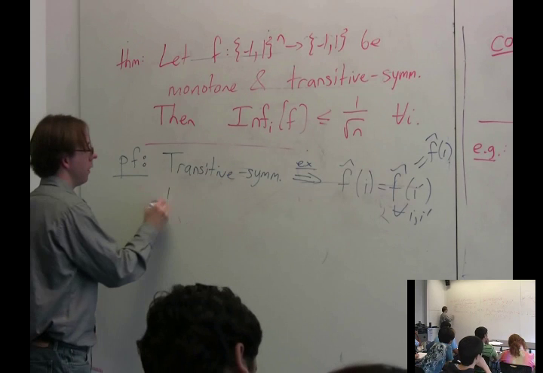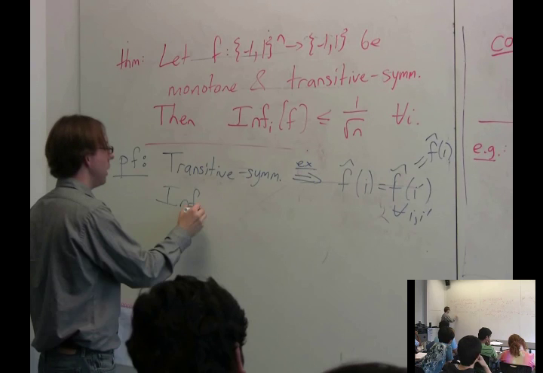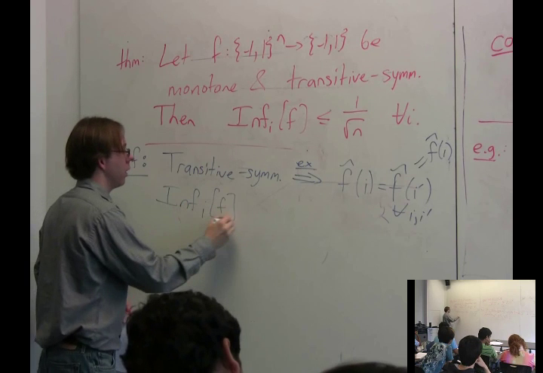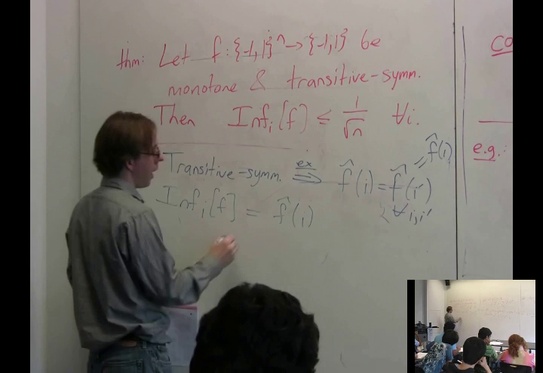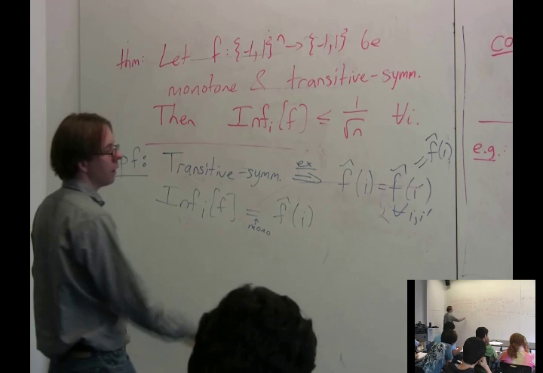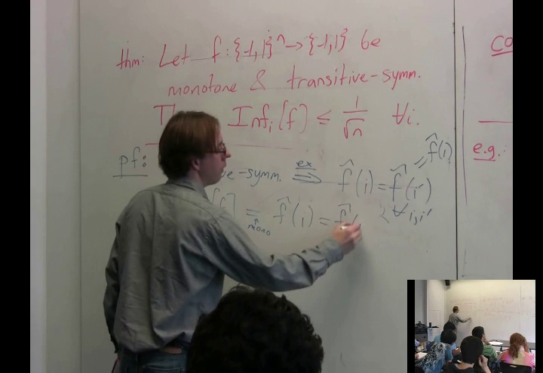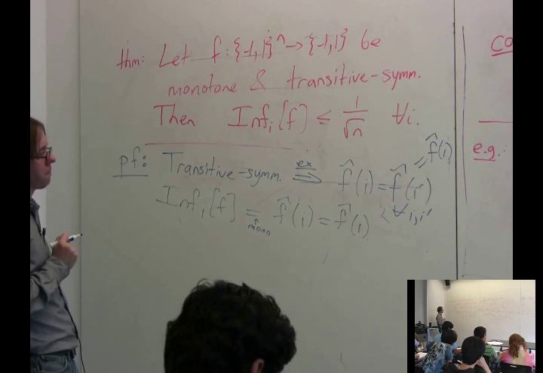Okay, so then the influence of the ith voter is equal to f hat of the singleton set i by monotonicity. That's the result we just did on that pane. And that equals f hat 1. So all of the influences equal this one Fourier coefficient.